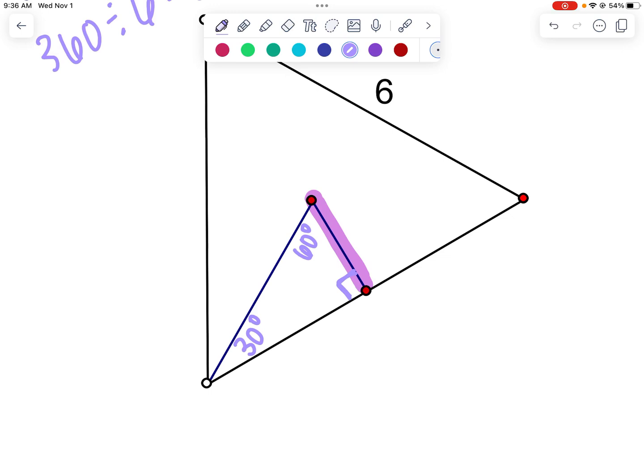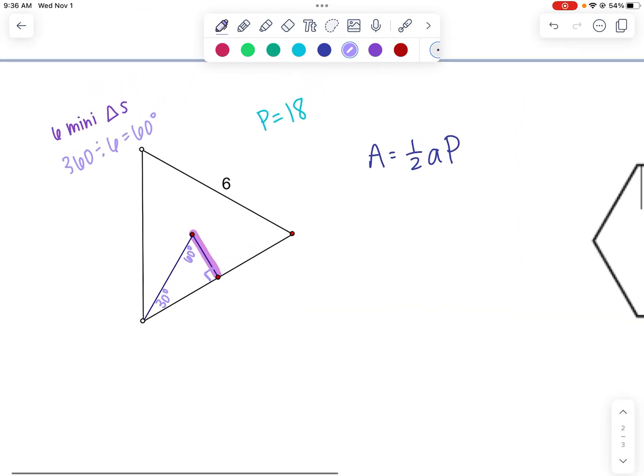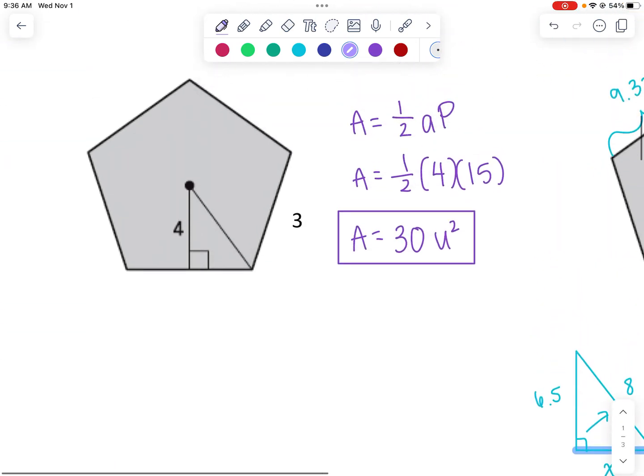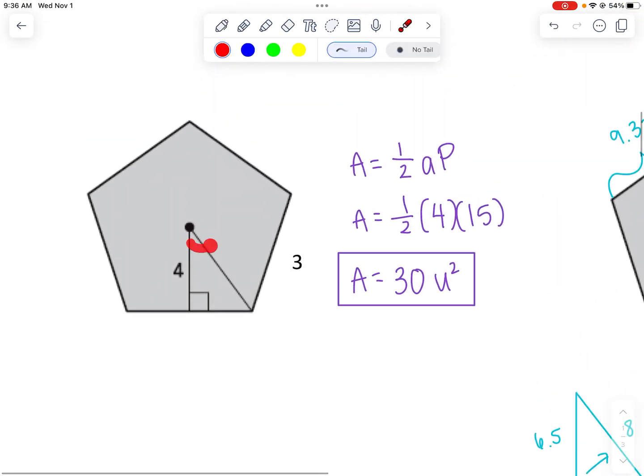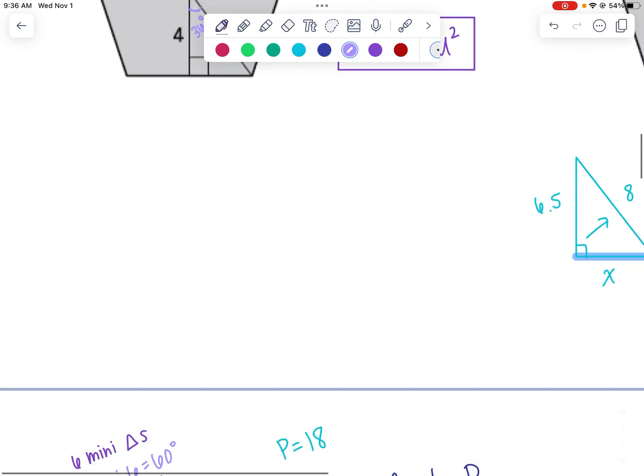And I could do that with any of these to find the angles and create a right triangle and then use that to help me solve. So if we just went back and looked at this pentagon, all the way around would be 360. We said there were 10 mini triangles, so 360 divided by 10 would make this little angle right here 36 degrees. And then that's going to start helping us with solving things here in a second.